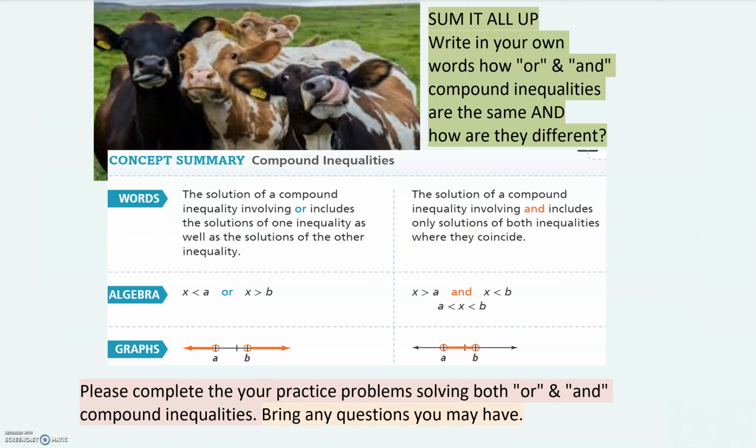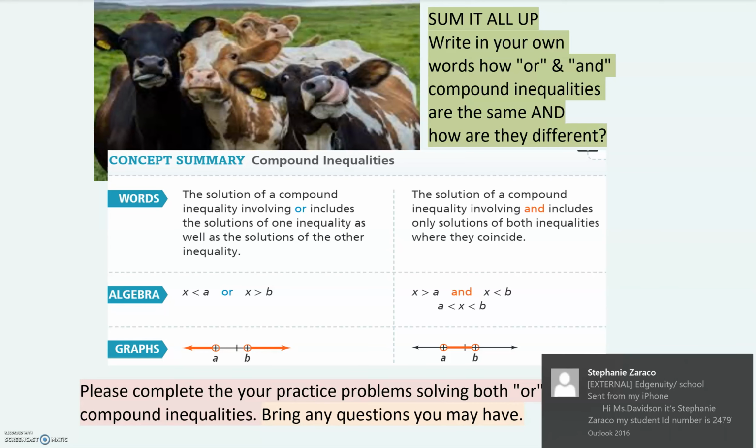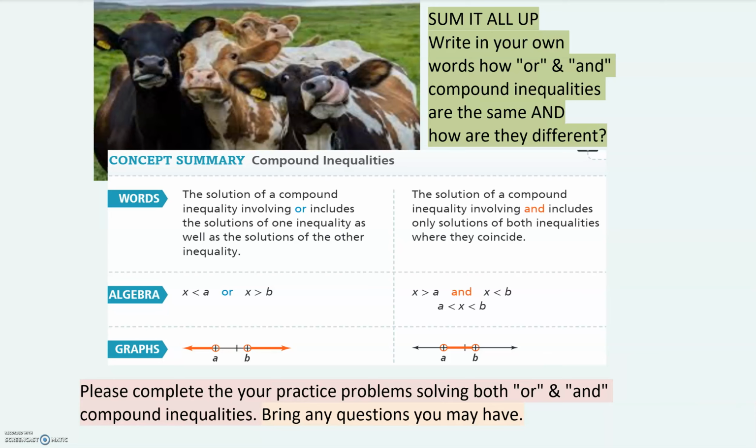So our very last assignment in our notes for these two videos is to sum it all up. We have learned about the OR compound inequalities, and we have learned about the AND compound inequalities. On your paper, go ahead and write in your own words how OR and AND compound inequalities are the same, as well as how they are different. Please note that these need to be in your own words. I do not want to see the exact chart that's on this slide. This is just to give you an idea of the summation of both the videos together.